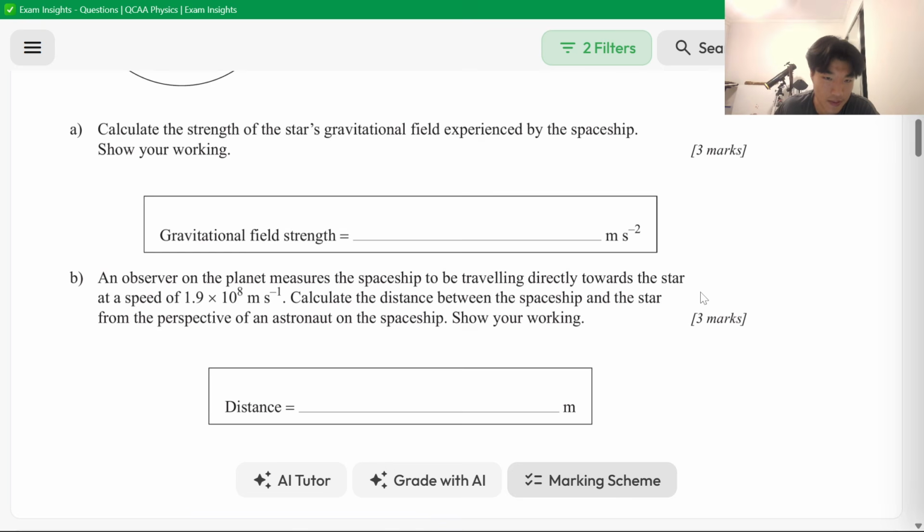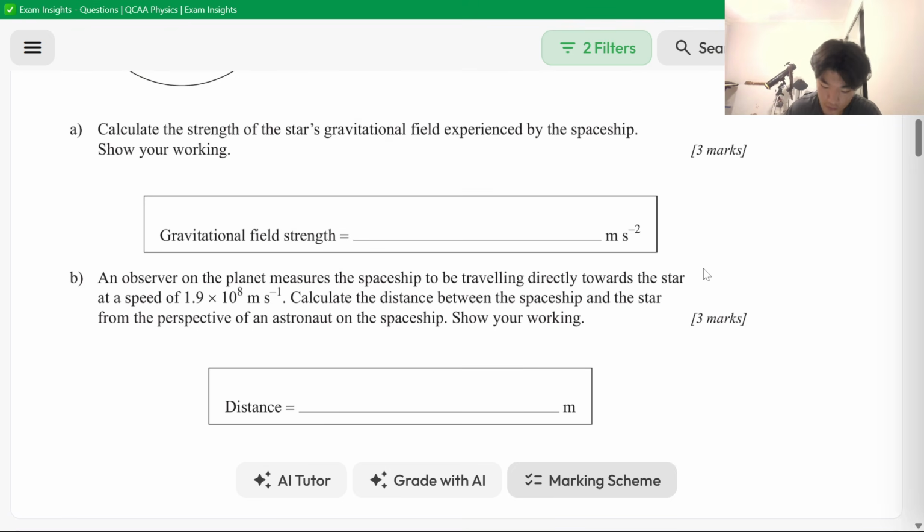An observer on the planet measures the spaceship to be traveling directly towards the star at a speed of 1.9 times 10 to the 8. Calculate the distance between the spaceship and the star from the perspective of an astronaut. Okay, so this is actually not relevant at all to gravity and stuff. This is special relativity. That's interesting.